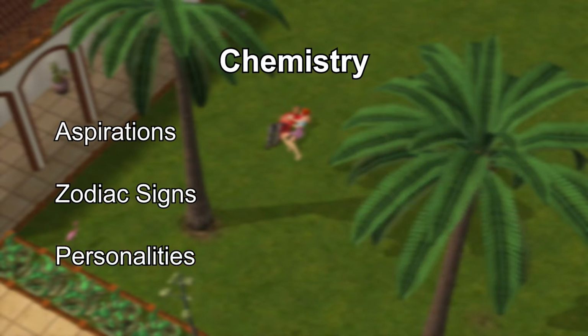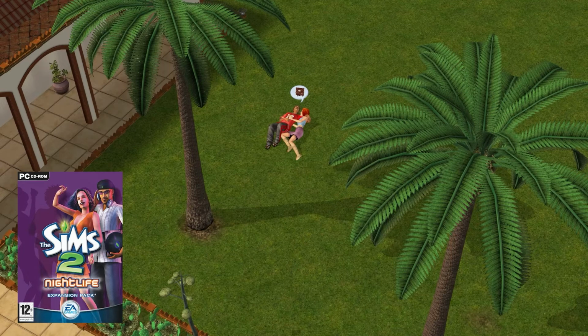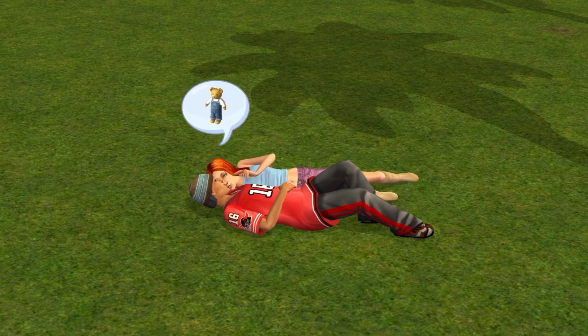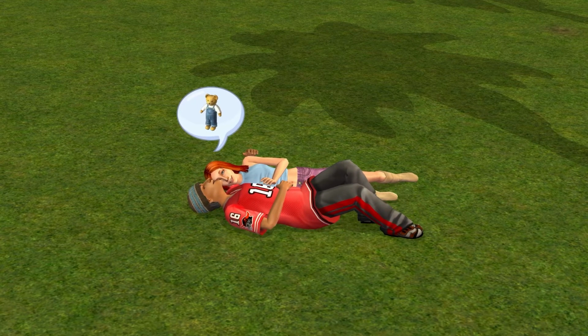But overall, Romeo and Juliet do not have much chemistry. Remember that the chemistry system came with Nightlife, so it probably wasn't something that the devs had in mind when they created these Sims. So I don't think their poor chemistry should be taken as the devs telling us that these two definitely are not made for each other, even if in practice, if you have Nightlife, it might make a difference.